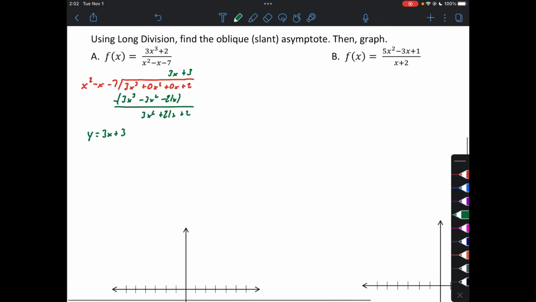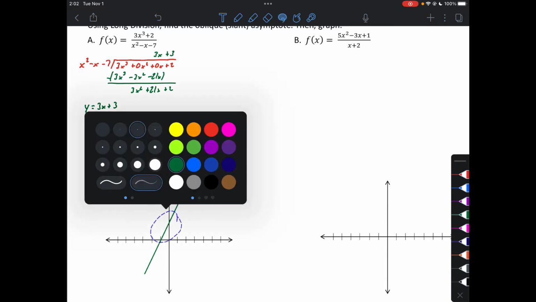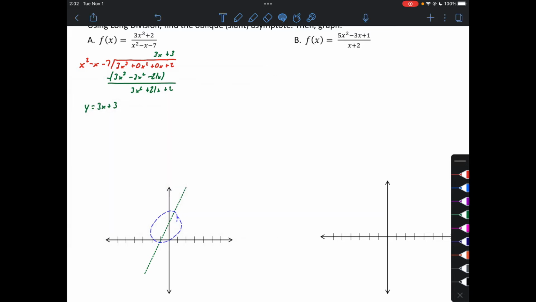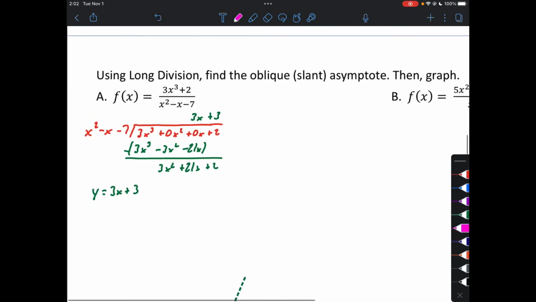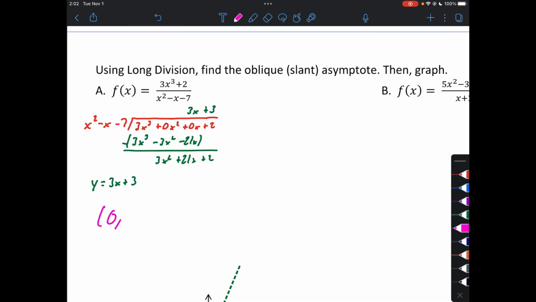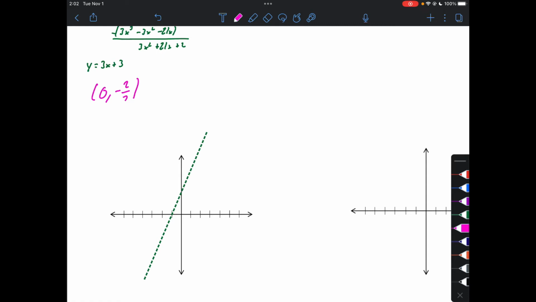Okay, so if we were to graph that, it looks something like that probably. Now remember, this is an asymptote, so it should be dashed. Okay, so the rest of our process that we've talked about here, finding intercepts. We know what our y-intercept would be at 0, -2/7. So we'll plot that, 0, -2/7. So it'll be somewhere around there.